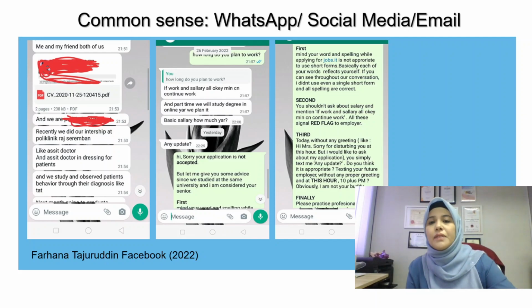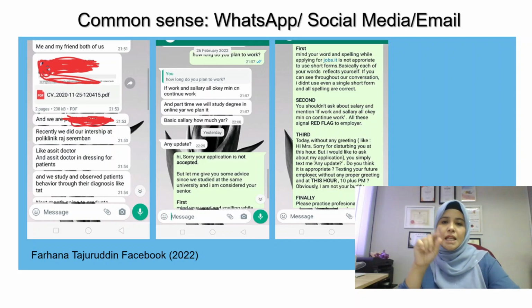Because of this, the employer rejected the application because they used improper words. Even the way they wrote, like "acids doctor." What is "acid doctor"? Right? And some of them even use too many question marks and so forth. It indicates rude behavior if you put too many question marks. All right, so be careful with that.